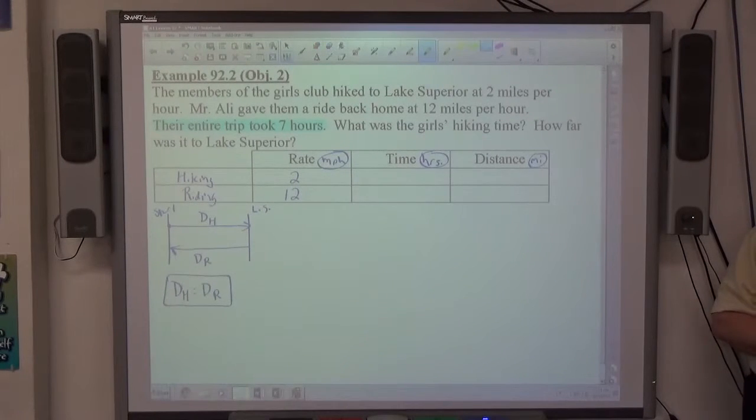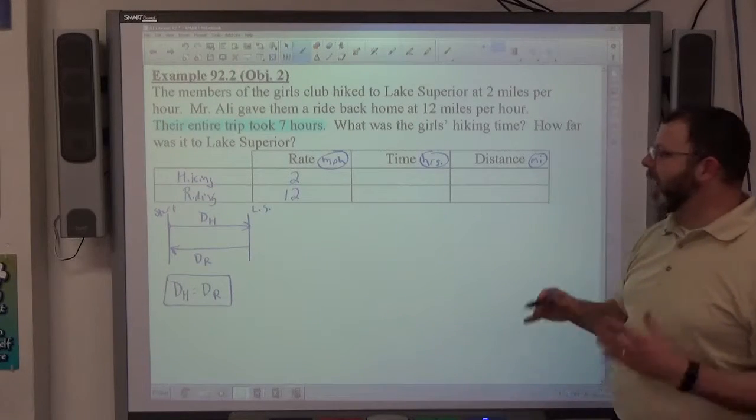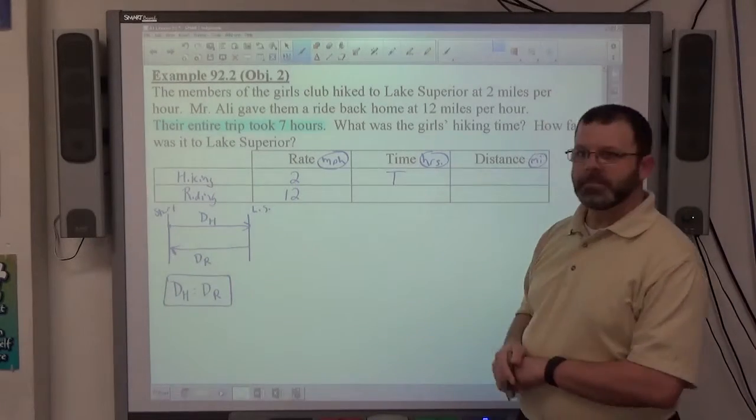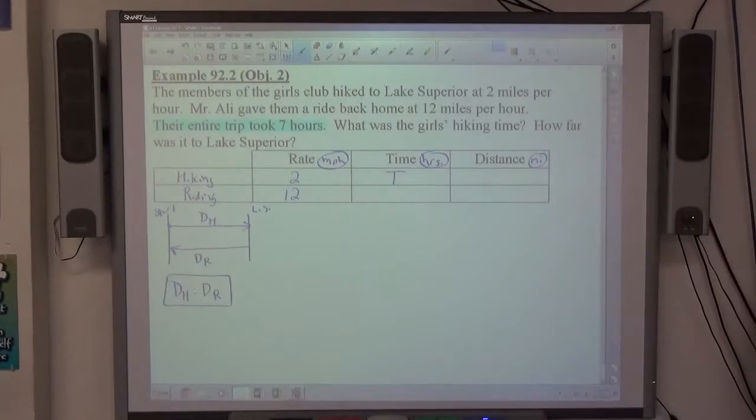Does that say they hiked for 7 hours? No. Does that say they rode for 7 hours? No. That says their hiking and driving time together is 7 hours, right? Do I know either time? No. So with that in mind, I need to make one of those times t. It doesn't matter which one you make t. T is some amount of time, right? What's the biggest t could be? 7. What's the smallest it could be? 0.